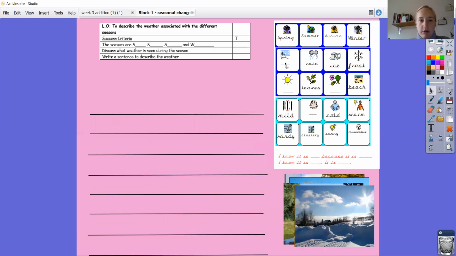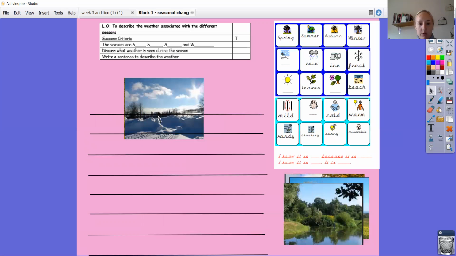So today, I want you to have a little go at writing some sentences about the weather that we see during the different seasons. Okay, so we now know that the seasons are spring, summer, autumn and winter. And I've got some pictures here, which you can either draw at home or you can just write super sentences about. Okay, and we're going to discuss what weather is seen during each of these seasons.